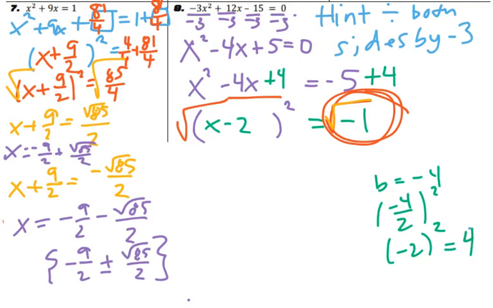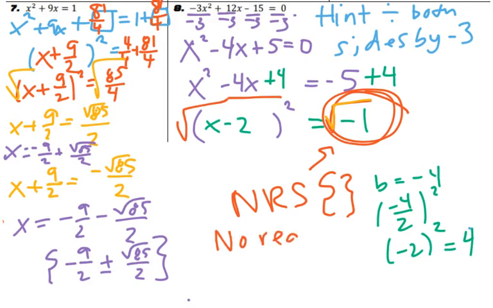But with distance learning and just not having time, all we're going to ask is that if you ever get to a place where you are taking the square root of a negative number, you're going to stop right there, and you're going to say NRS, or you can use empty set brackets. This is no real solution. And that's where you're going to end.